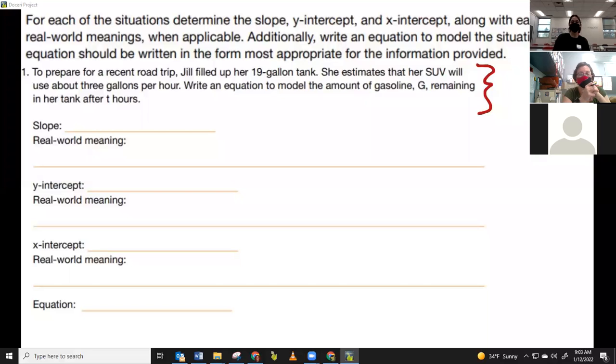Morning, Niles. Niles and Justice, we are jumping right into our activity today. We're going to be looking at some different contexts. We're going to identify or find 4 things about each of these. We're going to find the slope, the x-intercept, and the y-intercept. For those 3 things, we're going to explain exactly what they mean in the context of the problem. And then we're going to use that information and we're going to write an equation.